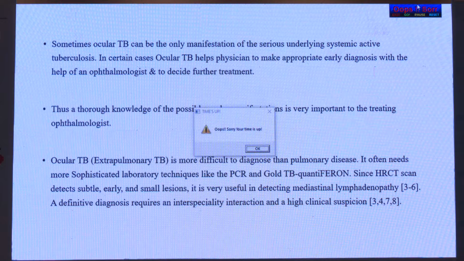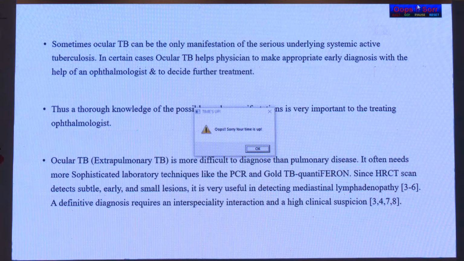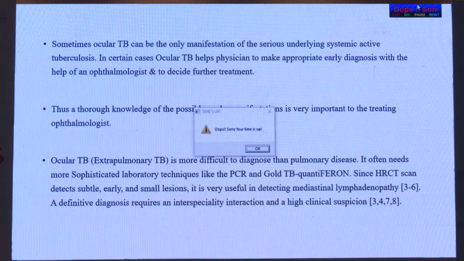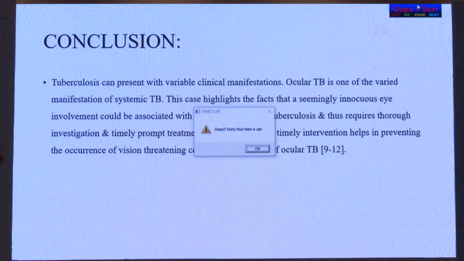In certain cases, ocular TB helps physicians to make an appropriate early diagnosis with the help of an ophthalmologist and to decide further treatment. Ocular TB is more difficult to diagnose than pulmonary disease. It often needs more sophisticated lab techniques like PCR and QuantiFERON-TB Gold tests. Concluding, tuberculosis can present with variable clinical manifestations. Ocular TB is one of the varied manifestations of systemic TB.